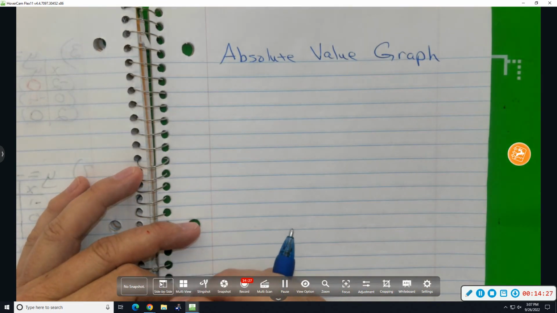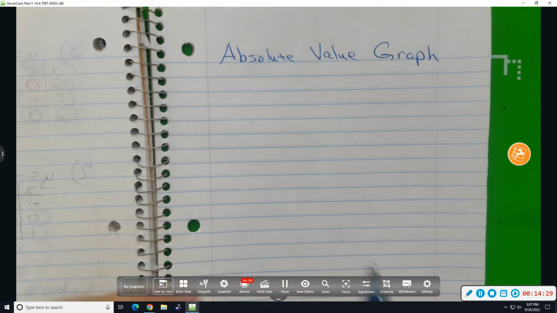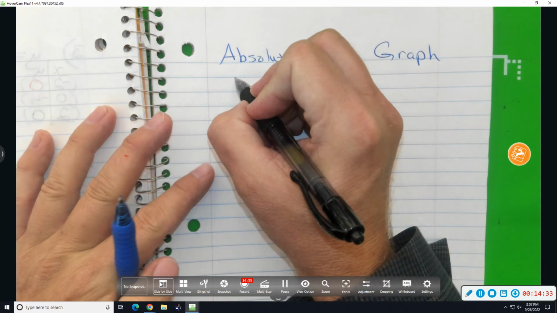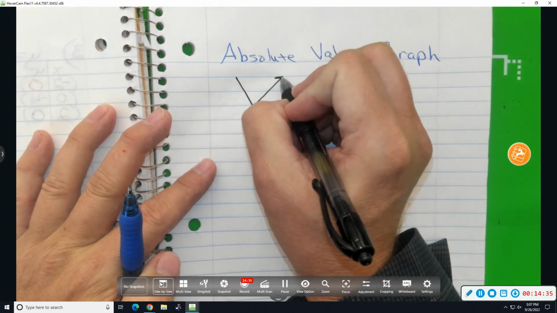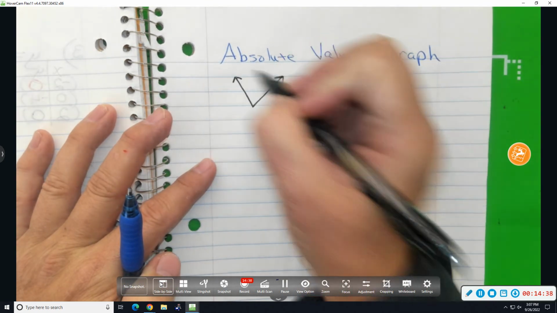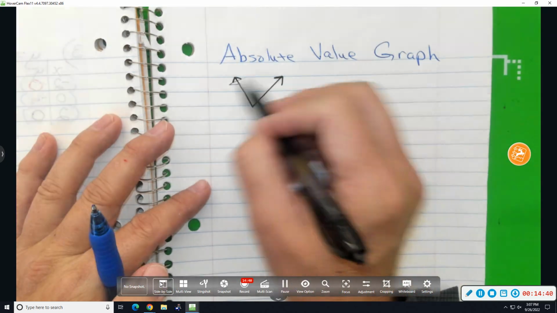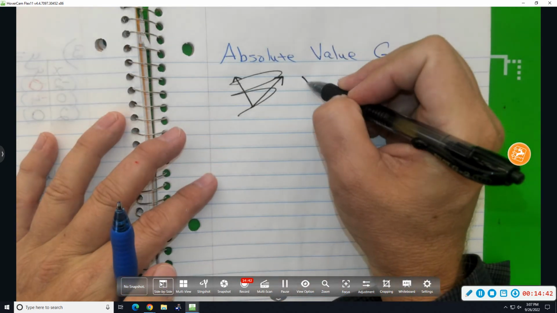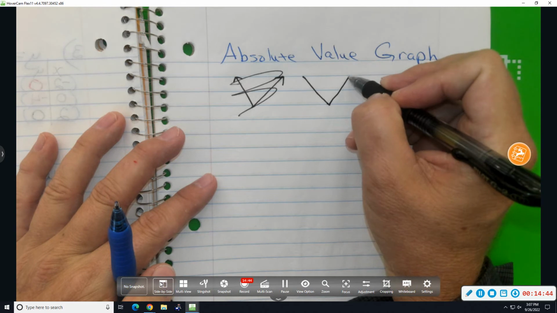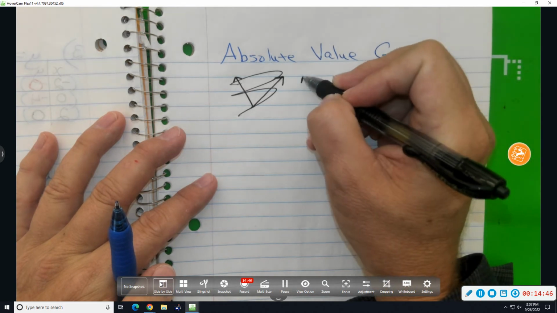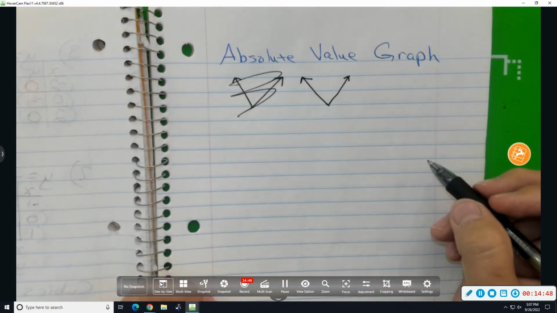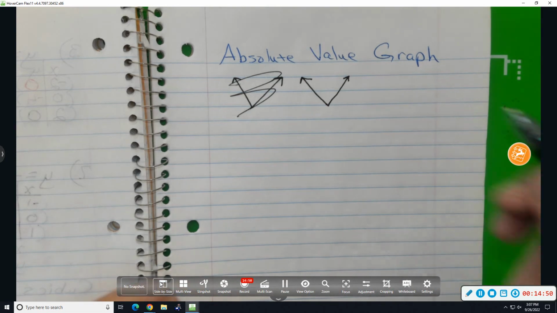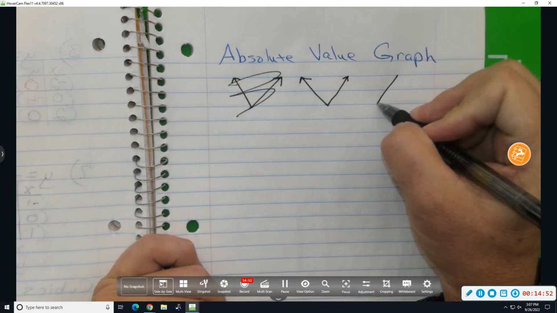Its graph is going to be a V-shaped figure, and a V-shape to me has a sharp point. That's why a parabola, a quadratic, has that smooth curve. It's supposed to be symmetric, okay? The right side should look like the mirror image of the left side. It can be opening upward, or it can be opening downward.